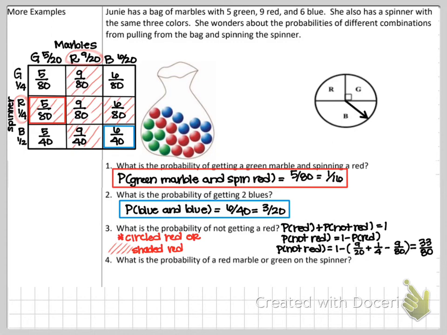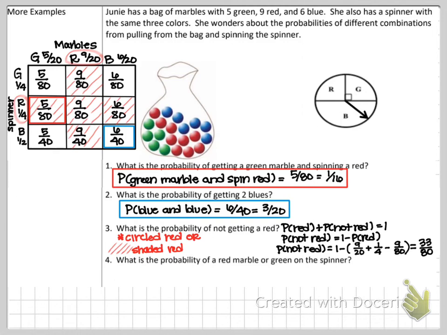Then we want to find the probability of getting 2 blues. So probability of blue and blue. So we're going to go back to the area model, find where the blue and the blue overlap. It's the blue box that I identified. That's 6/40, so 3/20. Now number three is a complement question.